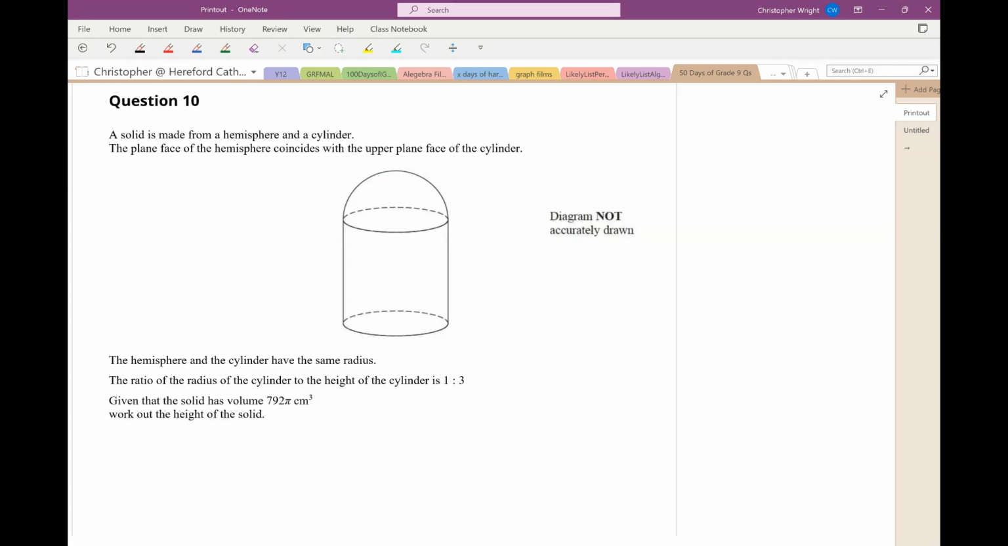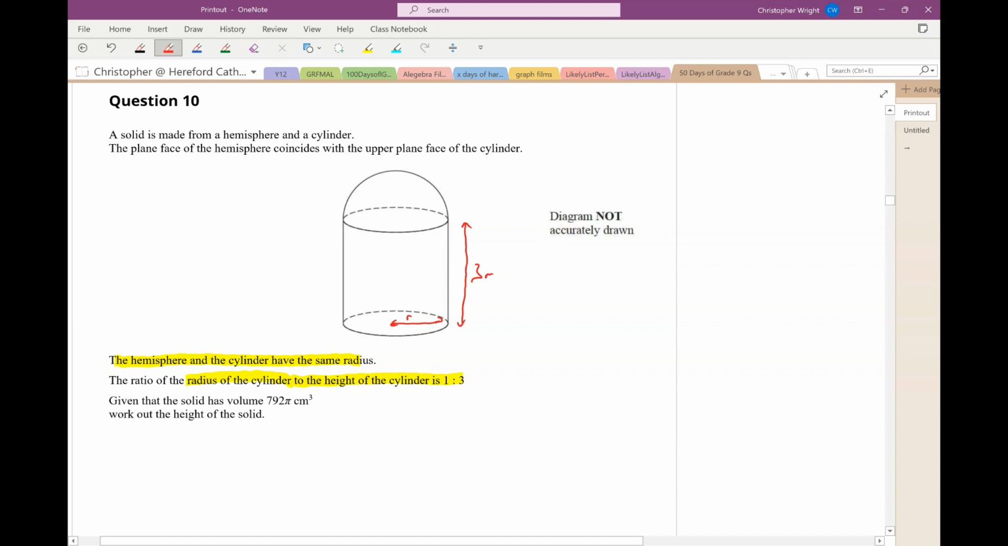Question 10. A solid is made from a hemisphere and a cylinder. Yep, I'm just looking at that. I've got the cylinder here, and there's the hemisphere, the half a sphere on the top. The plane face of the hemisphere coincides with the upper plane face of the cylinder. Yes, that's as it's drawn. The hemisphere and the cylinder have the same radius. Yep, that's as drawn. The ratio of the radius of the cylinder to the height of the cylinder is 1 to 3. So if this is r here, then the height of the cylinder, not the height of the whole solid, must be 3r.